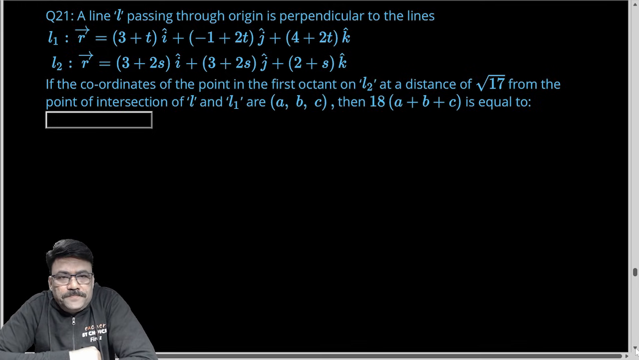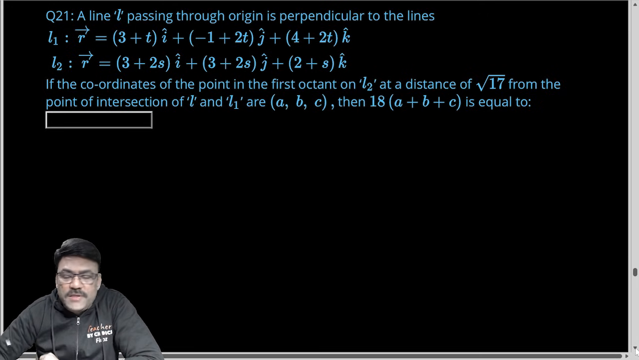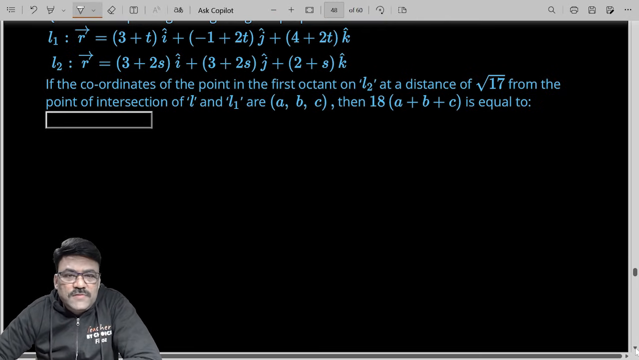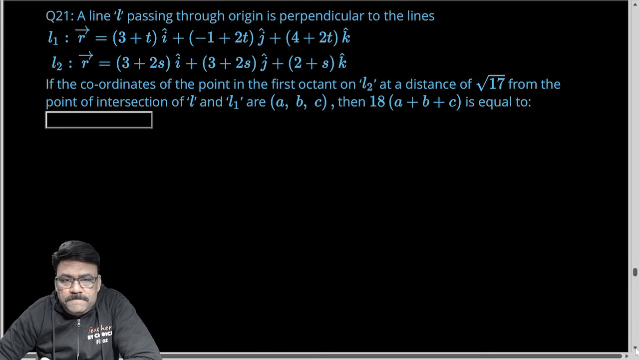See this question. A line L is passing through the origin and is perpendicular to these two given lines L1 and L2. Now, if the coordinates of the point in the first octant on L2 at a distance of root 17 units from the point of intersection of L and L1 are (a, b, c), then what will be 18 times (a + b + c)? So first I have to write the equation of the line L, which is passing through the origin and is perpendicular to both the lines.